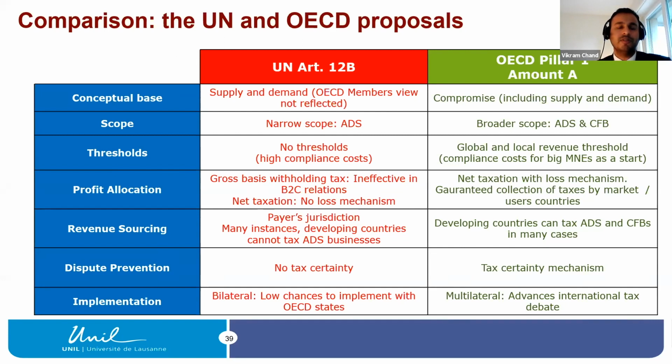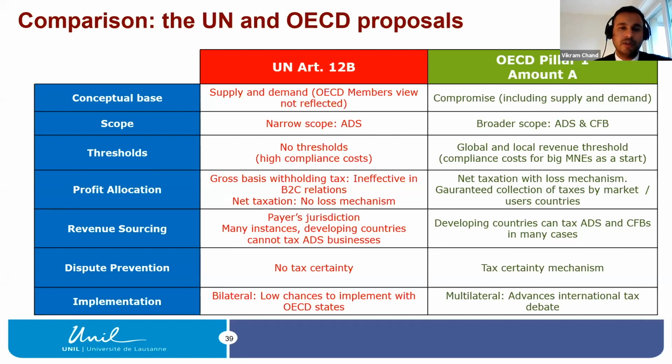Another example is if you take Booking.com. If we have Booking.com in the Netherlands, and then we have, let's say, a person resident in Switzerland logging on to Booking.com in the Netherlands, and they are booking a hotel in India, then in this kind of situation, under the UN proposal, India cannot tax because there's no payment that is being made from India. Whereas under the OECD's proposal, India would get an allocation of an Amount A profit, assuming Booking.com is in profit.